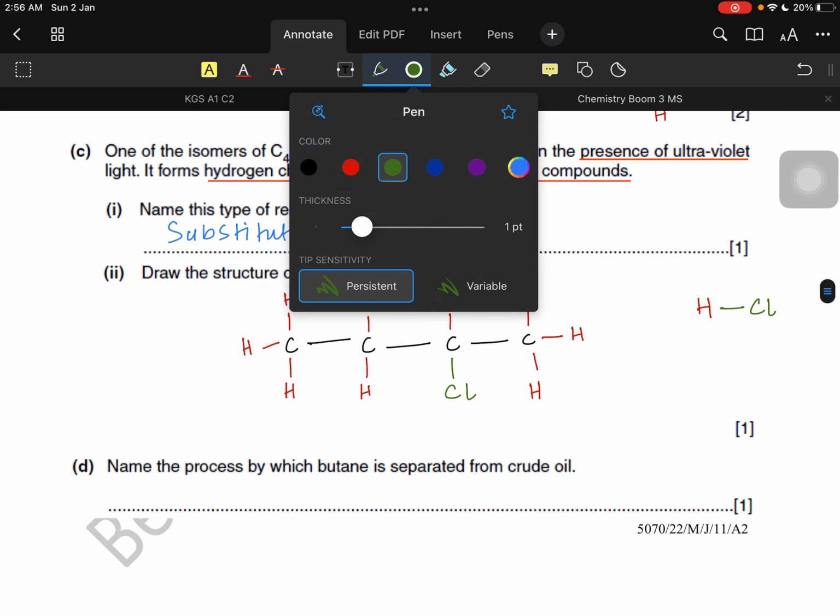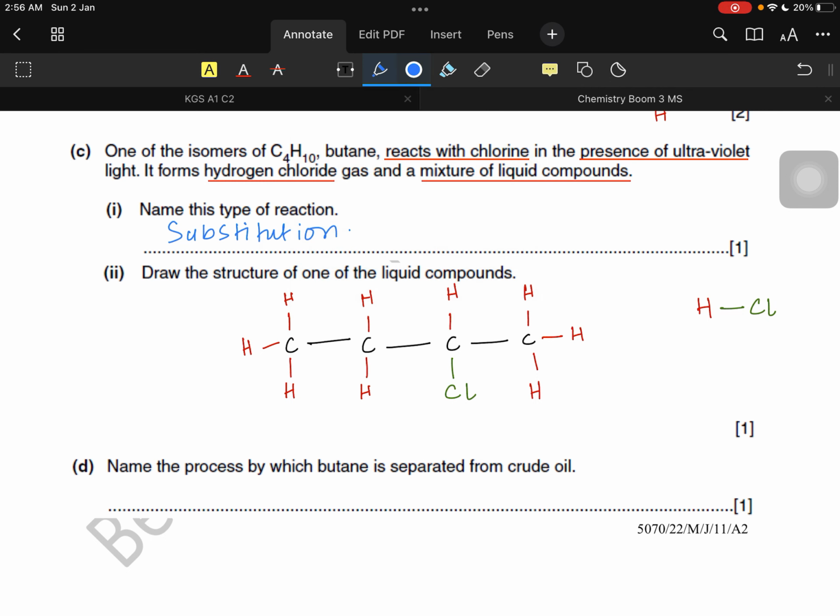Name the process by which the butane is separated from crude oil. This is something that we'll talk about shortly, but they are separated on the basis of their boiling points. So the process is fractional distillation. In fractional distillation, we separate various liquid compounds on the basis of their different boiling points.